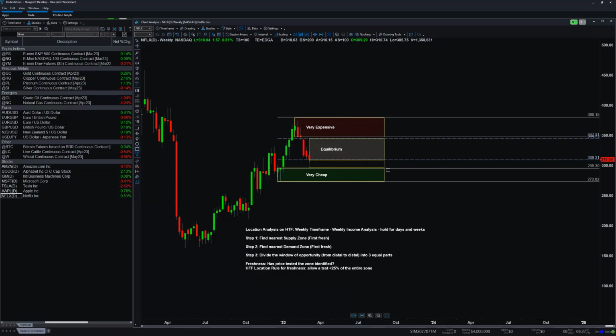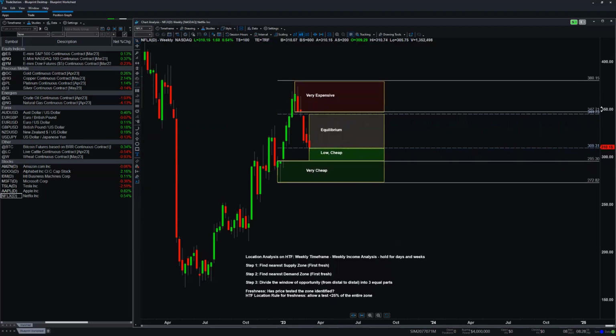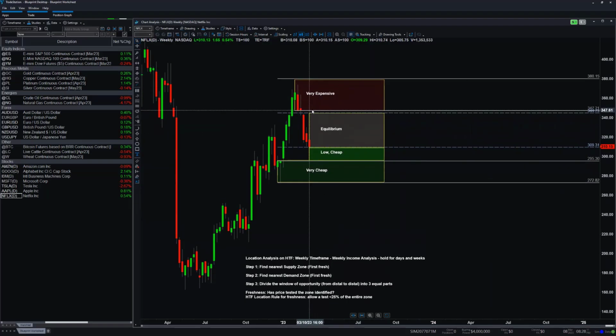I have a low right here. And again, my expensive would be in between those two. Or high. Now, depending where price goes, I want to be a buyer or I want to be a seller.